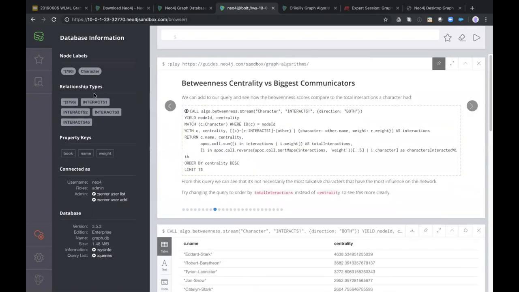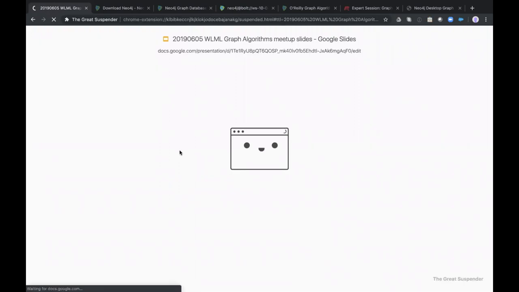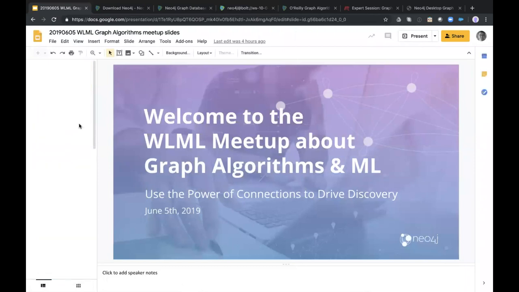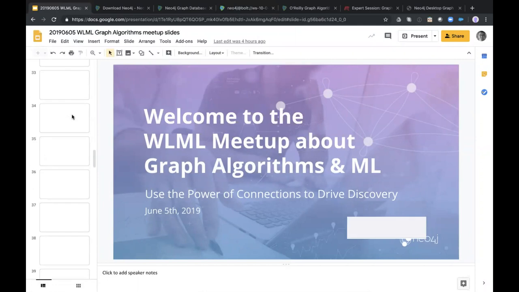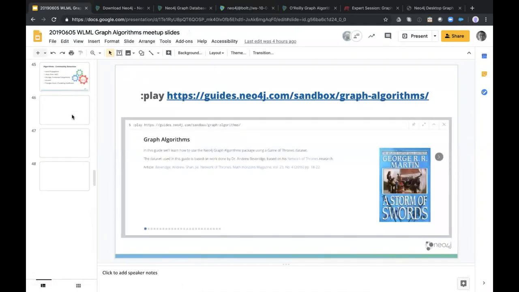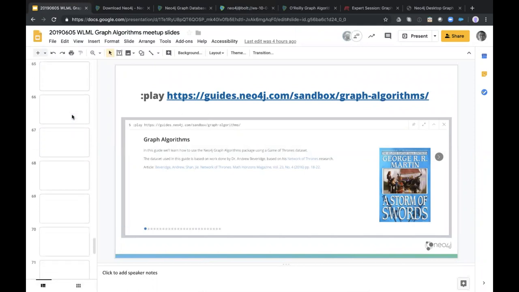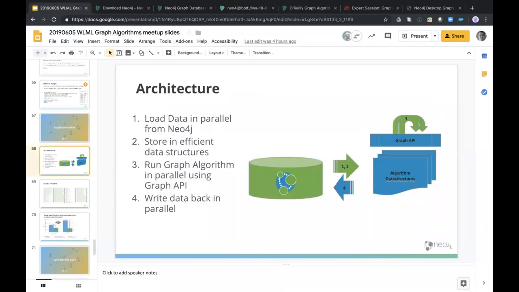Right? But those algorithms, they are not written in Cypher. They're written in Java. So I should have maybe shown you two more slides. So what we do with the algo library is we actually figured out a way to do this in a very scalable and performant way by doing this, right? So the implementation.